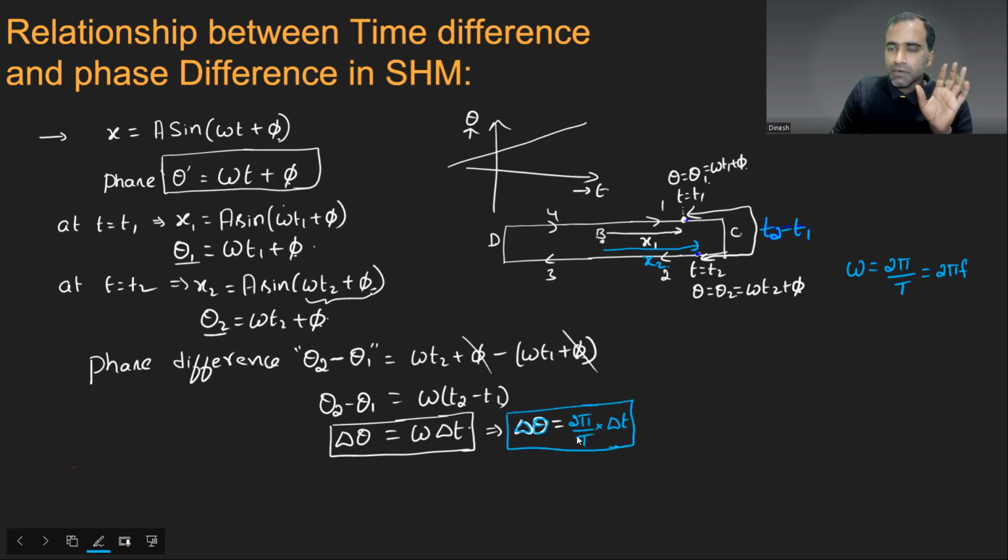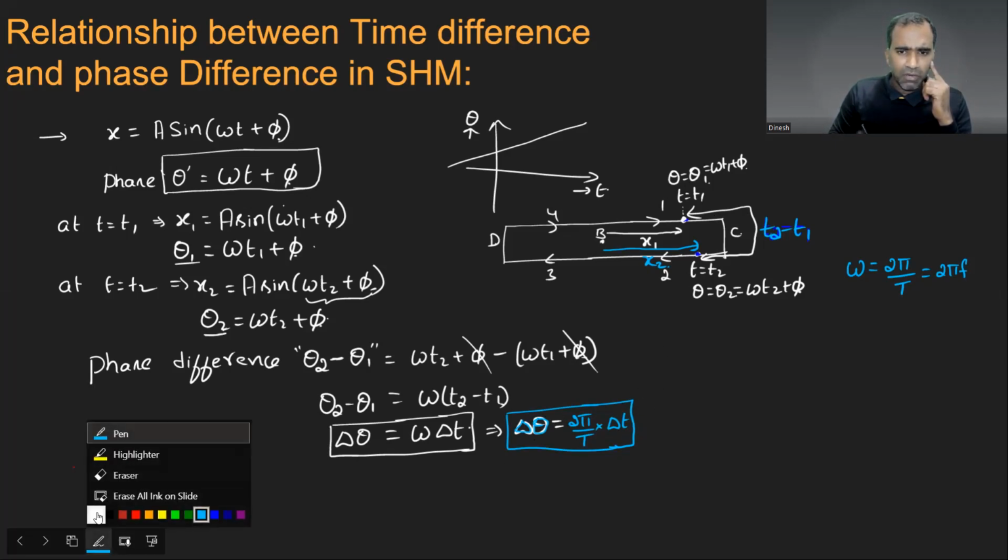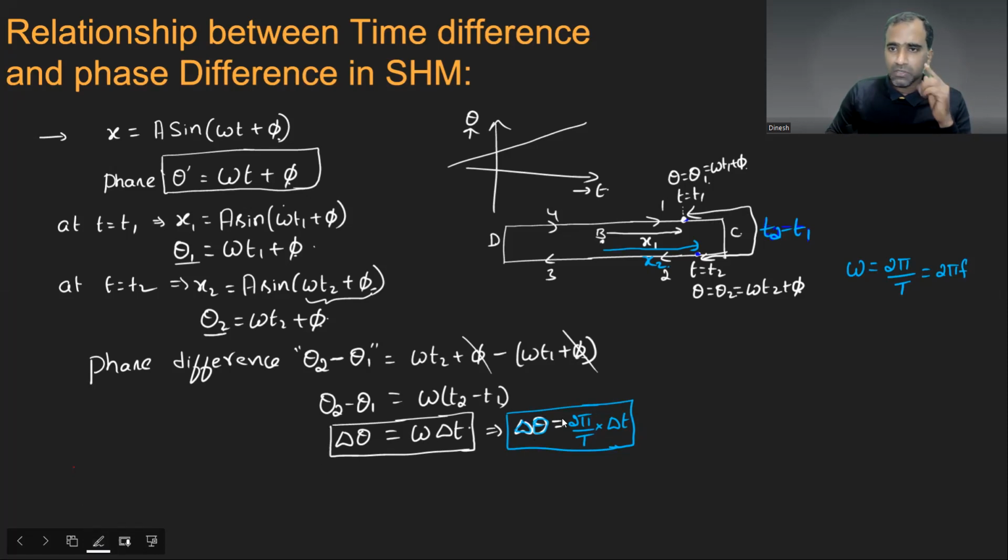So we got a simple relation between phase difference and time difference. And it's a linear relation. See, as delta T increases by 10 times, delta theta also increases by 10 times. So there is a linear relation between phase difference and time difference. Now, I don't think this is some kind of formula you should remember. You don't need to remember it. Let us get this basic relation.